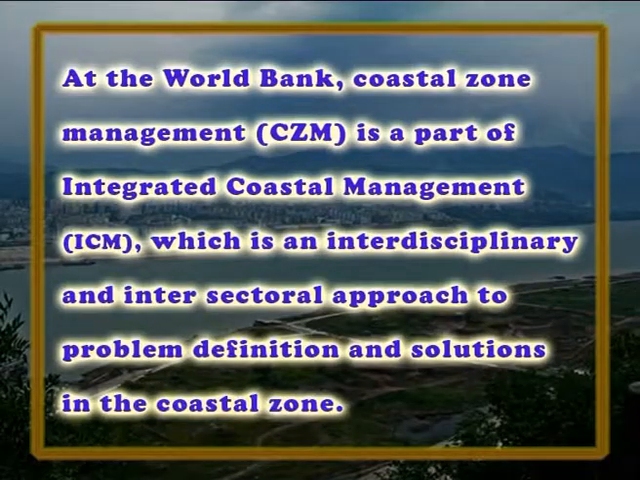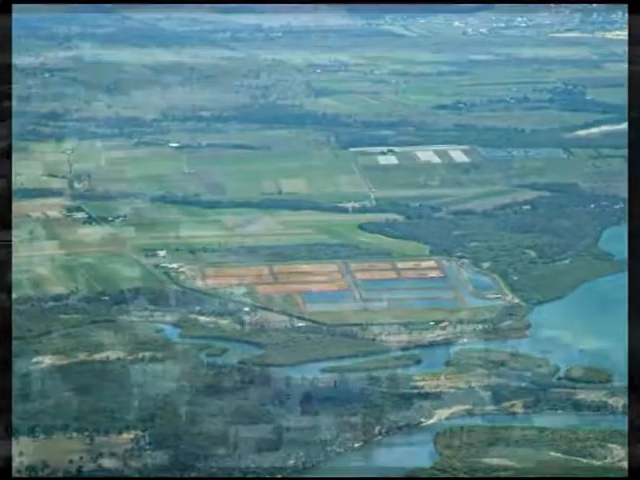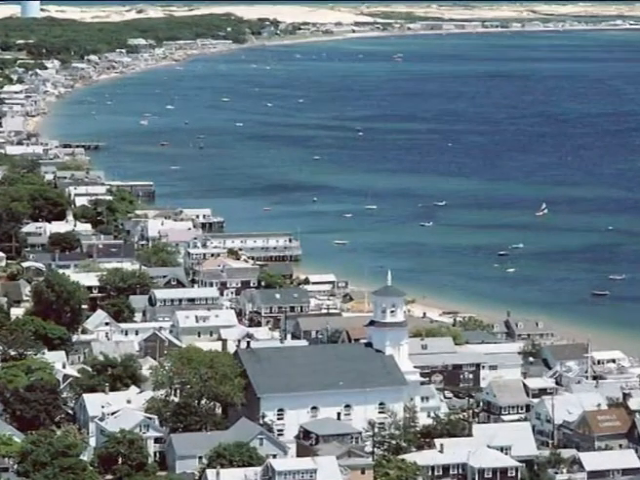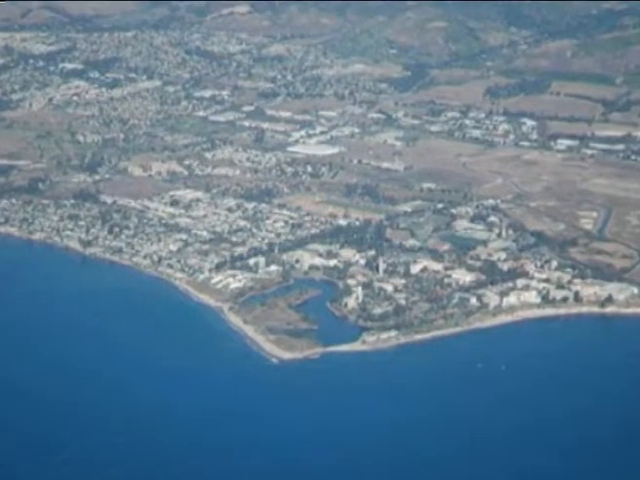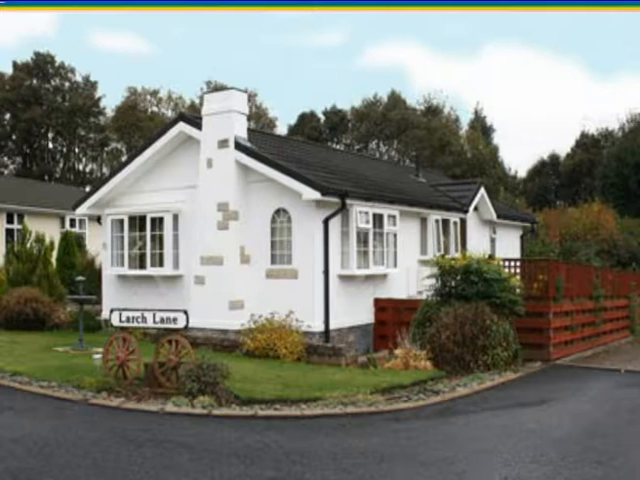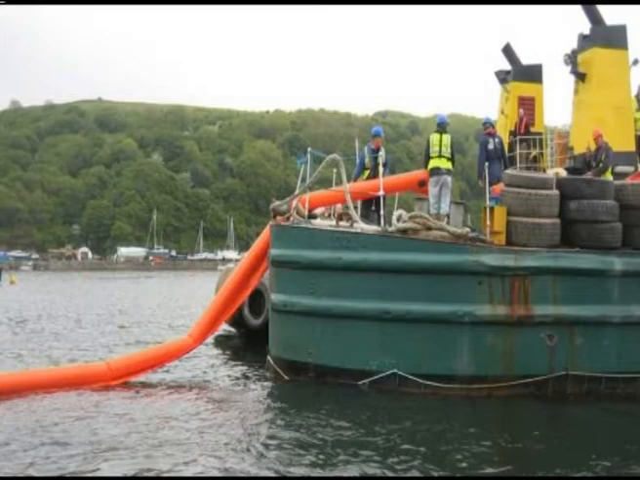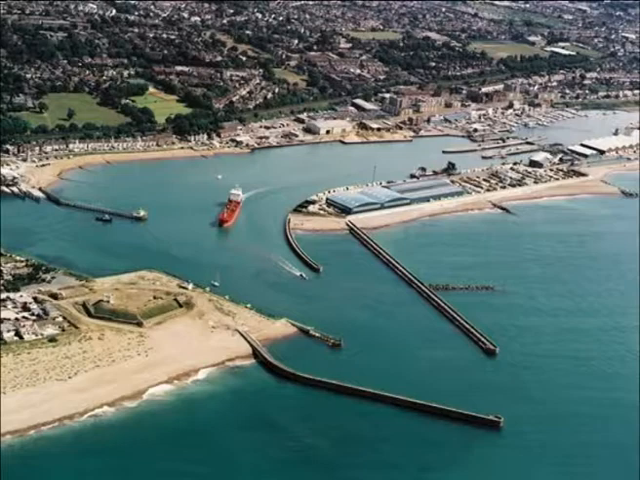At the World Bank, Coastal Zone Management (CZM) is a part of Integrated Coastal Management (ICM), which is an interdisciplinary and intersectoral approach to problem definition and solutions in the coastal zone. It includes a range of initiatives that promote environmentally sustainable development of coastal areas and encompasses activities such as community based management of coastal resources, large scale infrastructure development, that is ports, industries and residential parks, pollution and erosion control, aquaculture, tourism and recreation, oil spill contingency planning and navigational risk assessment.